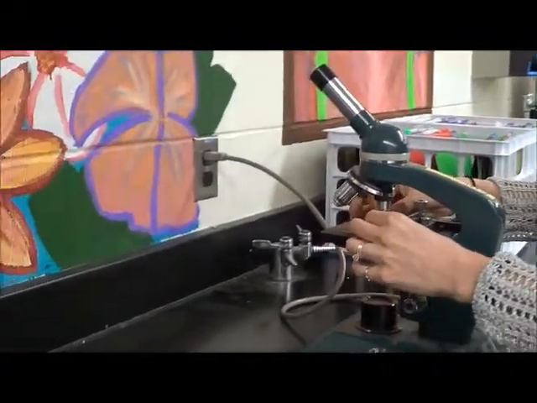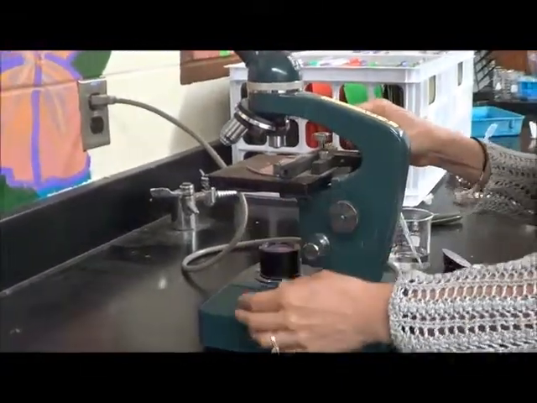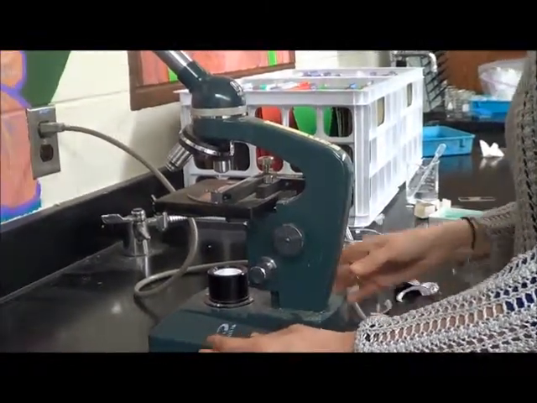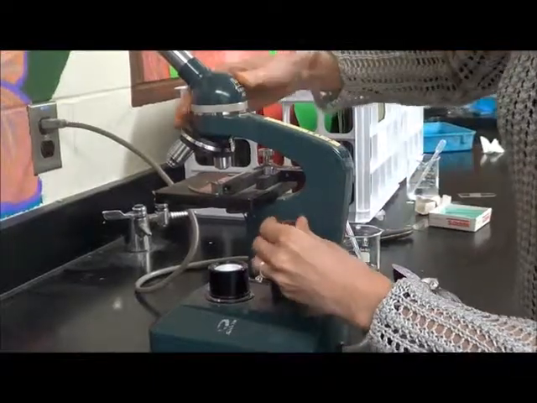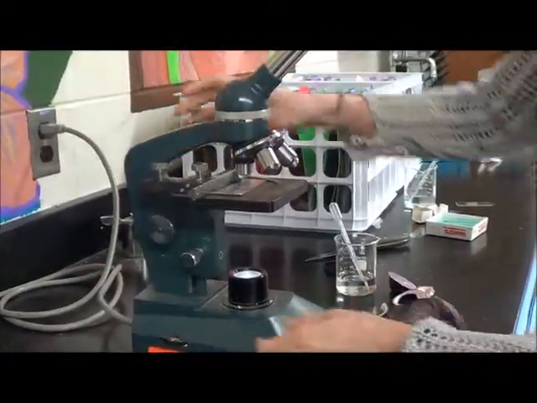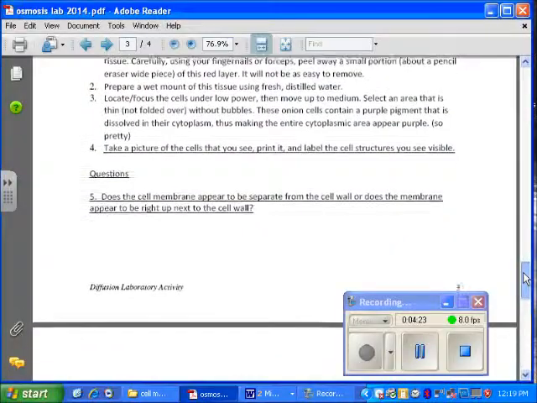And then we're going to put it under the microscope, and center it. And remember to move this all the way up. And then you're going to focus it in. And that's kind of it for the first one.